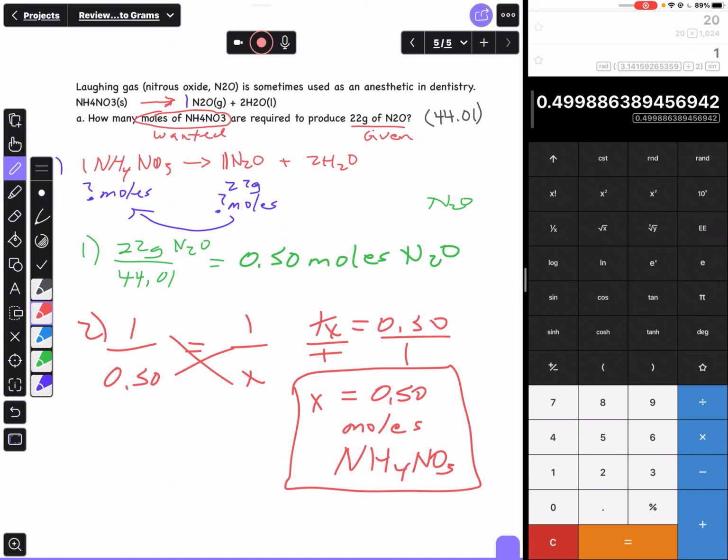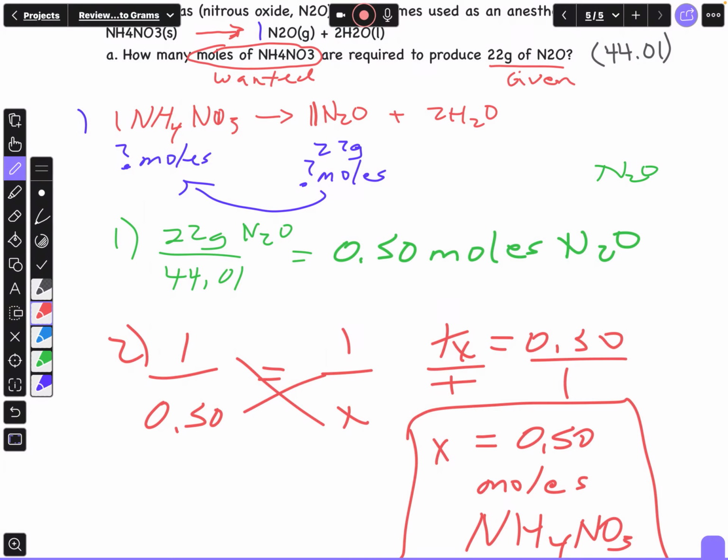So all these moles to grams problems are two-step problems. And remember, whenever you are converting moles to grams or grams to moles, you do not use these coefficients. They're only used when you're going from moles of one substance to moles of another substance.